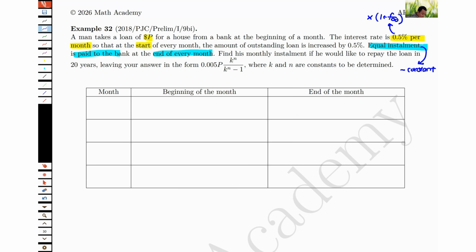So can we find the monthly installment if he would like to repay the loan in 20 years, and show that the monthly installment is given by this particular fraction? First, in case we make mistakes later on, 20 years, let's equate it to months. So 20 times 12, we will get 240 months.